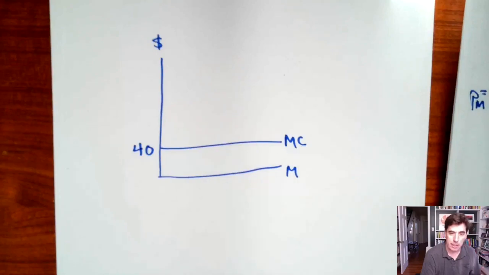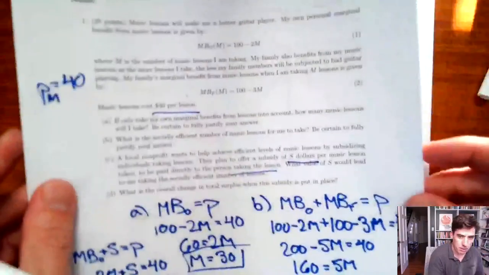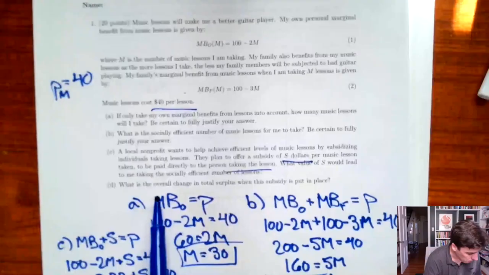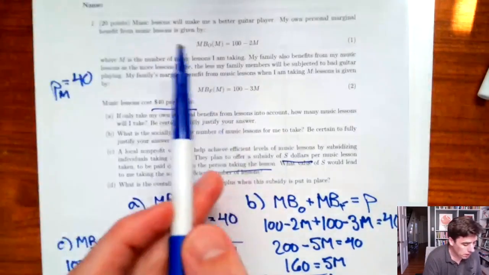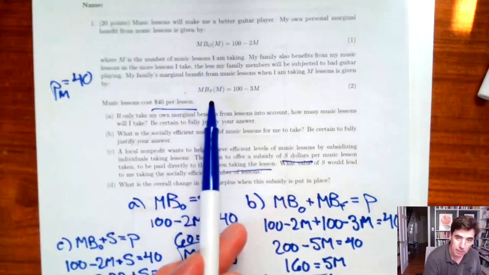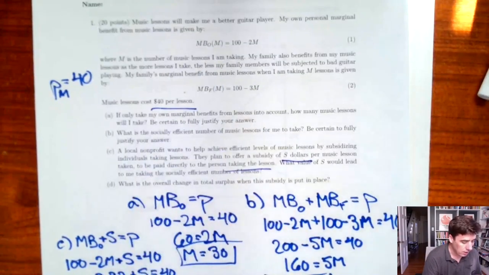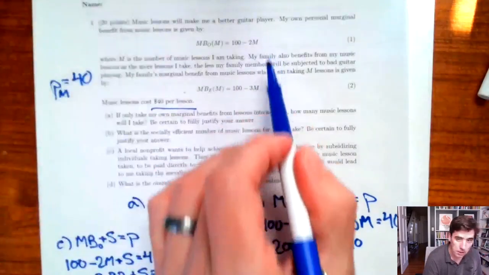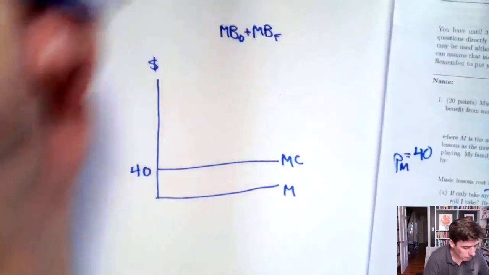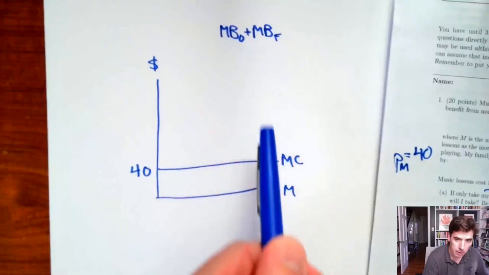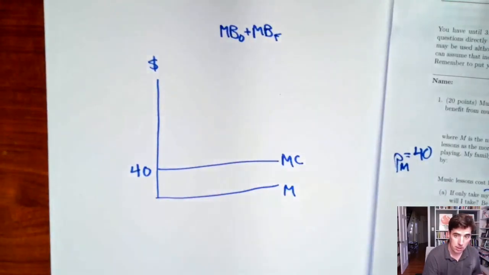So now I have to think about whose benefit I care about. Well, if we go back to the question, we have to look for who we care about. So who we're looking for is the overall change in total surplus. So I don't necessarily care whether it's me getting the surplus or whether it's my family getting the surplus. What matters is the overall benefits to both me and my family. So what I really want to do is sum these two equations together. So what I want on this graph is a curve that gives me MBO plus MBF. That's going to be the total marginal benefits. If I compare that to the marginal cost, that should give me the surplus.